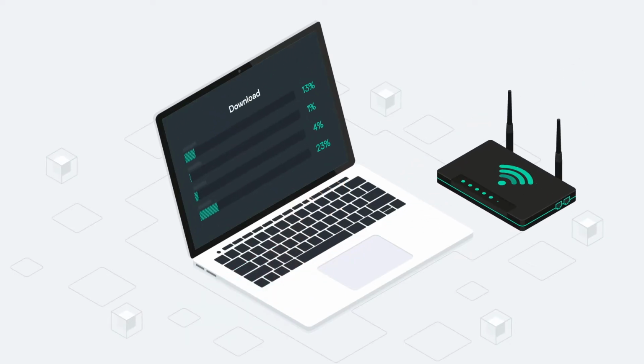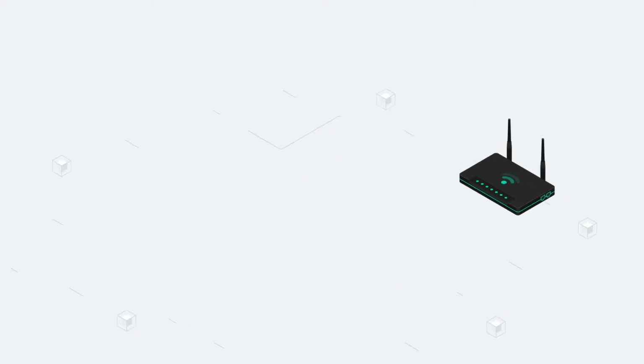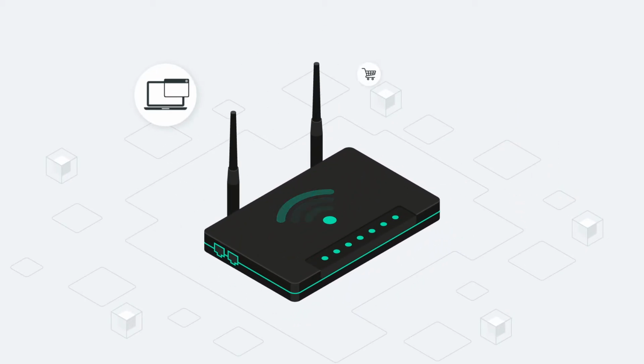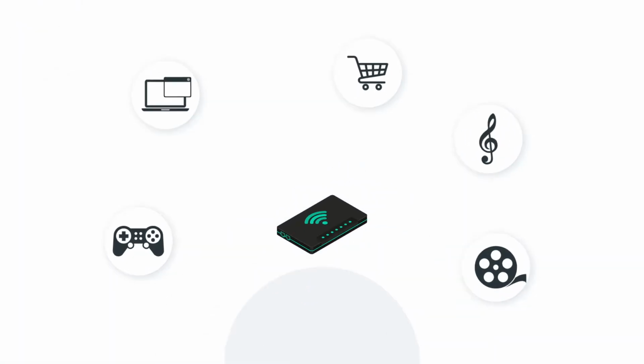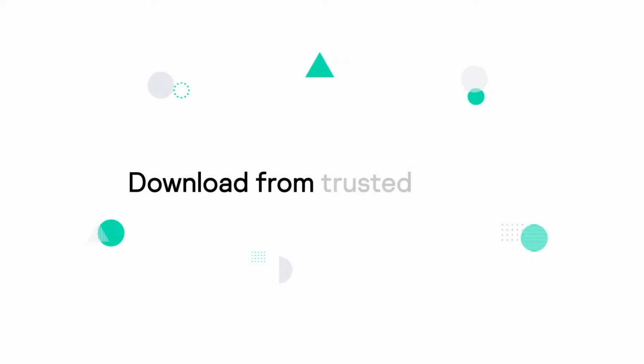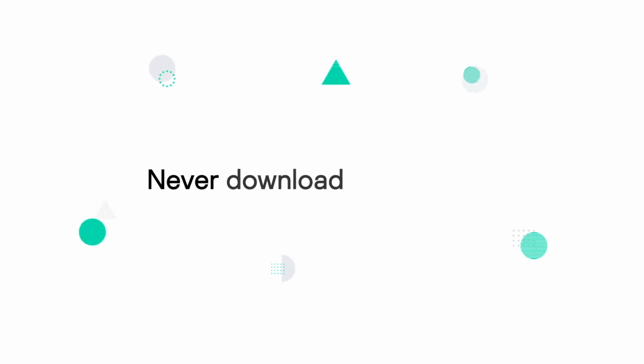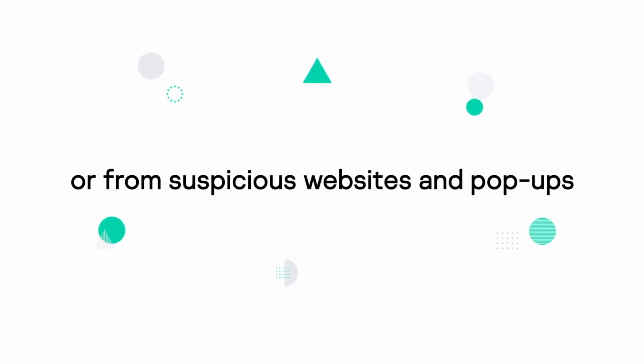Another way for your computer to become infected is through a download from the internet. Downloads include software, apps, music, movies, and free games. To prevent this, only download from trusted sources. Never download pirated files or from suspicious websites and pop-ups.